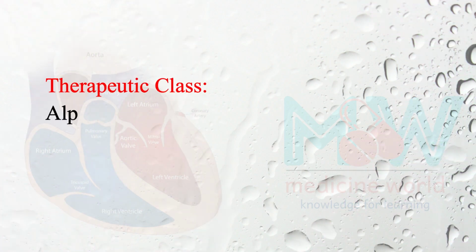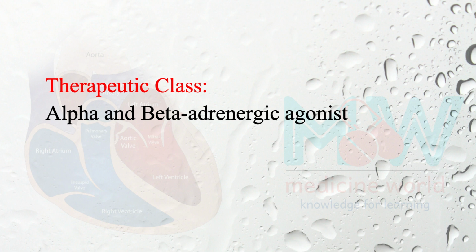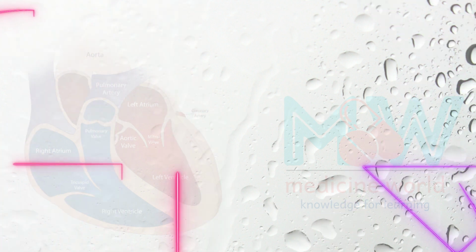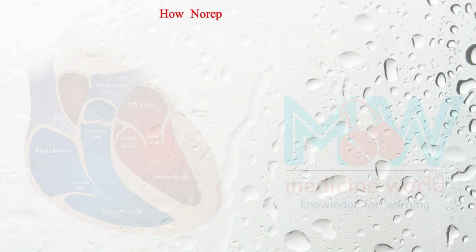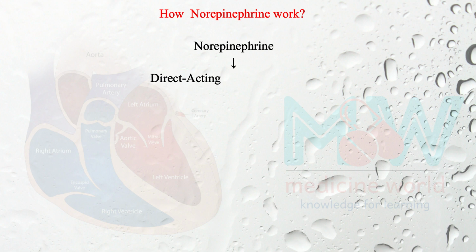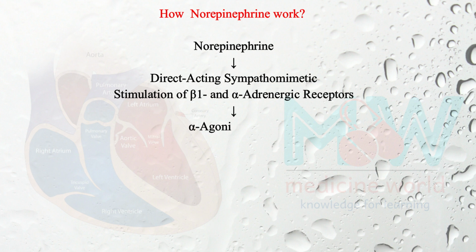Therapeutic class: alpha and beta-adrenergic agonist. How does norepinephrine work? Norepinephrine is a direct-acting sympathomimetic which stimulates beta-1 and alpha-adrenergic receptors. Its alpha agonist effects cause vasoconstriction, thereby raising systolic and diastolic BP with reflex slowing of heart rate.